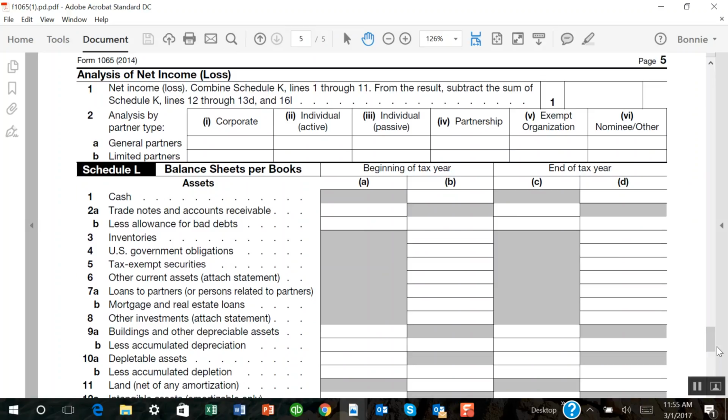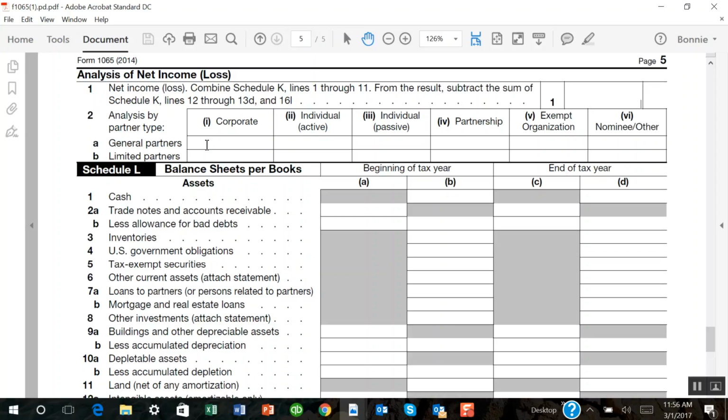Now, one thing that we have is this analysis of net income or loss. And it tells you what to do here. It says on line 1, combine Schedule K lines 1 through 11. From that result, subtract the sum of Schedule K lines 12 through 13D and 16L, and then put the answer here. Okay? Make sure if you're doing this with your calculator, you do it 2 to 3 times to make sure you've done it right.